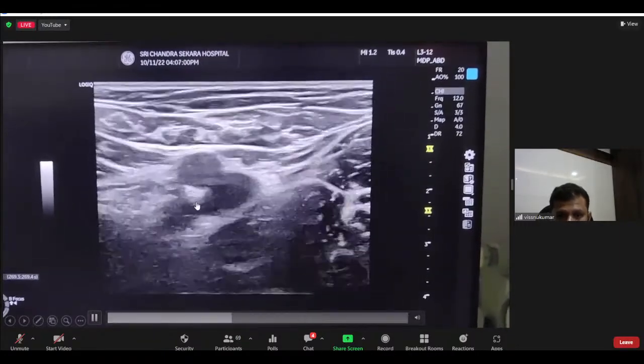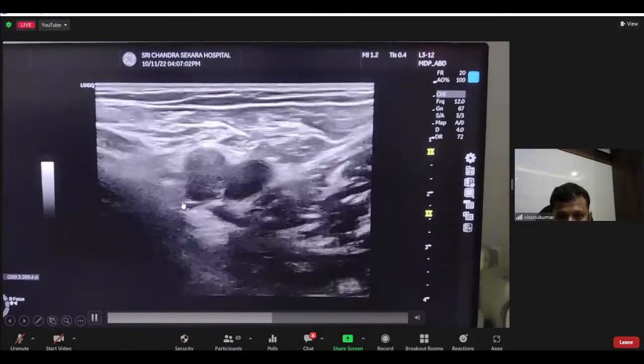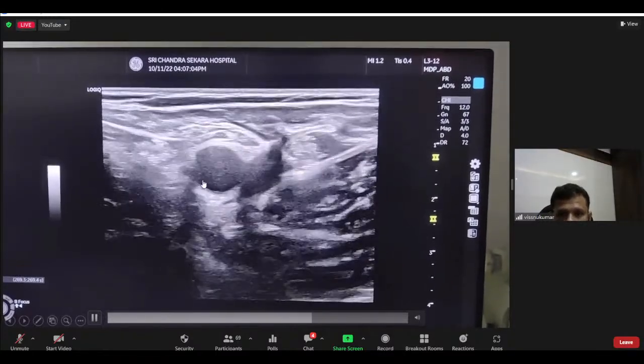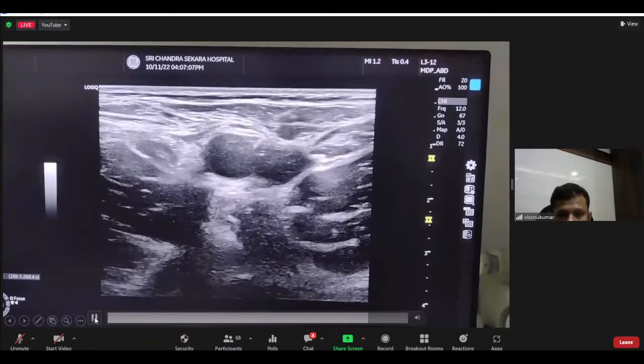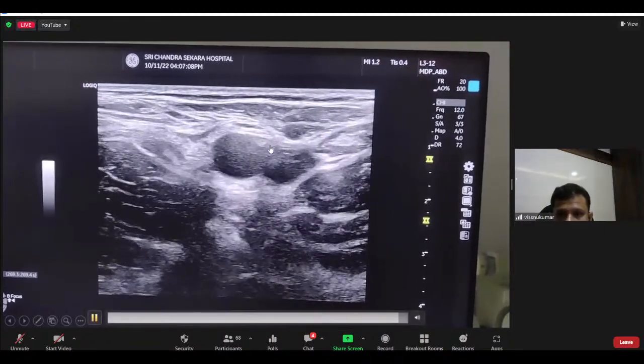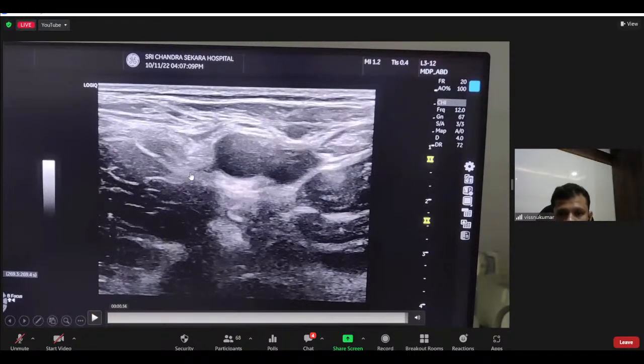So I'm scanning cephalad. Now here you can see the superficial femoral artery joining to become one single femoral artery. And this is the point where I have a single artery, a single vein medial to it, and the thick hypoechoic structure lateral to it, which is the femoral nerve, especially the lateral portion.